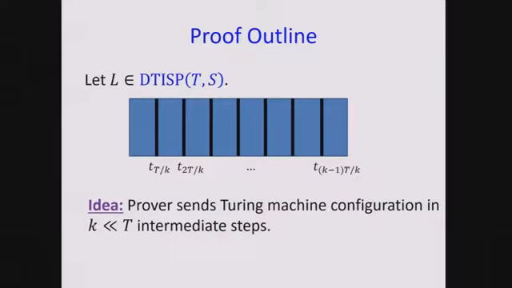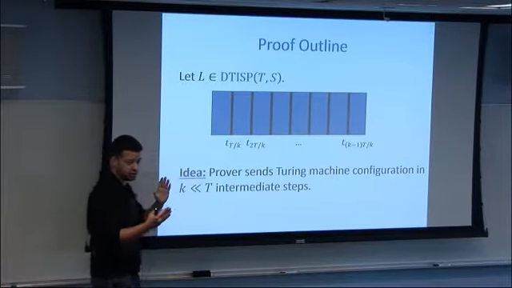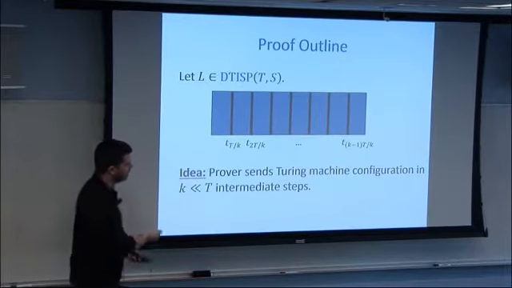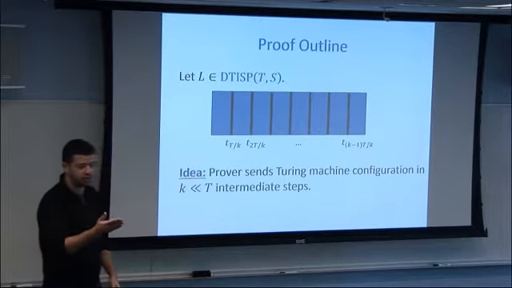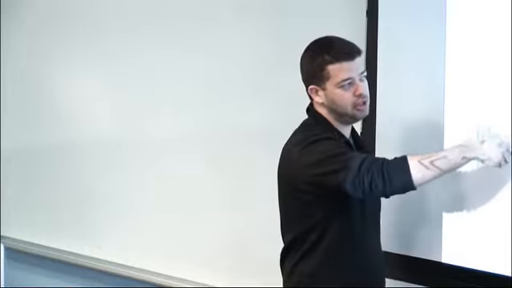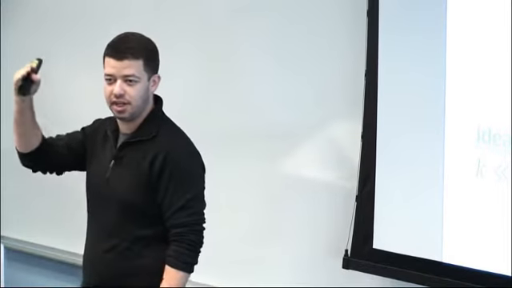So here's a very basic idea. Let's take our t-step computation and split it up into k chunks, each of length t over k. We have these k chunks, and think of k as not being that large. And we ask the prover to send us the configuration of the Turing machine at all of these steps. So what's the configuration of the Turing machine at time t over k, 2t over k, 3t over k, and so forth.